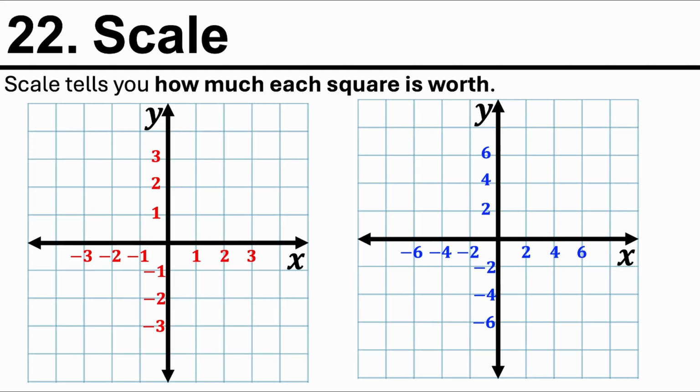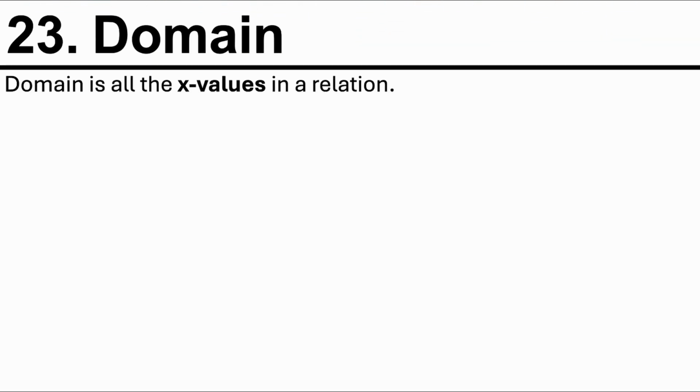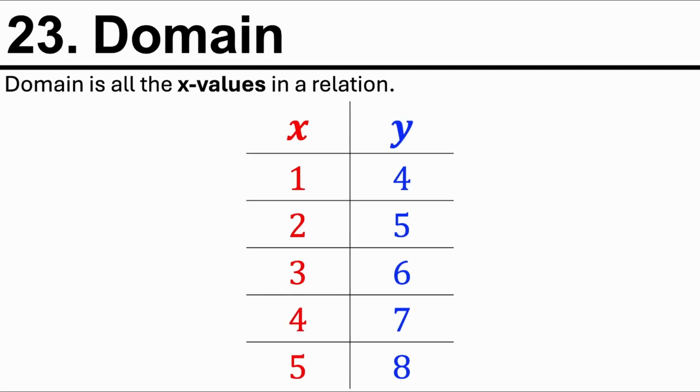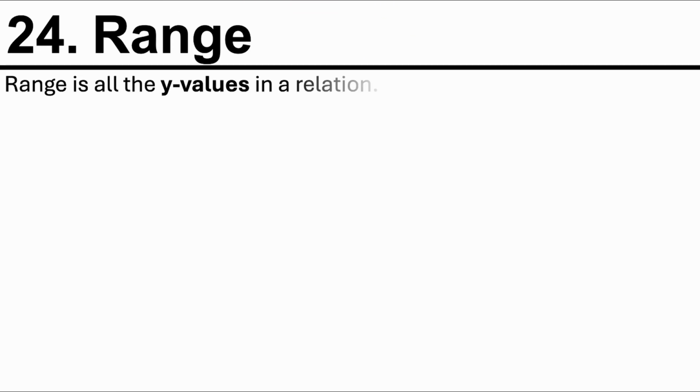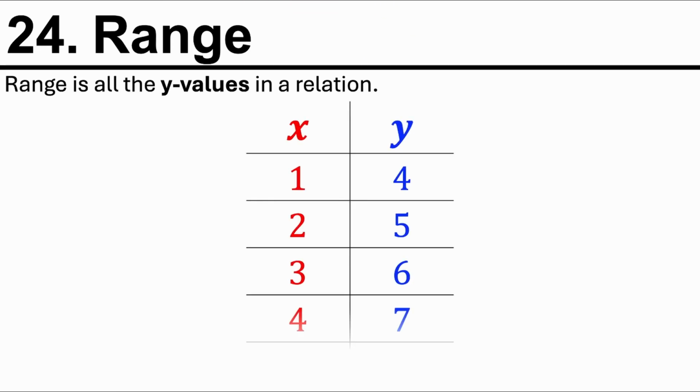The next term we can have might sound tricky, it's domain, but it's actually really easy because the domain is just all the x values in a relation. So here we have our table of values again, and all the x values, well, that's the domain. Similarly, we have range, and the range is just all of the y values in a relation. So with the same table of values, it's just all the y values.